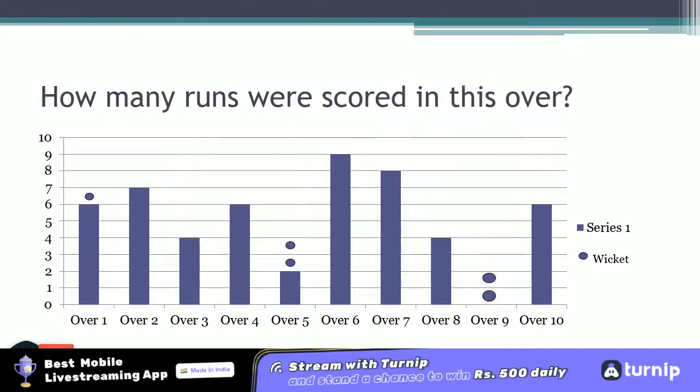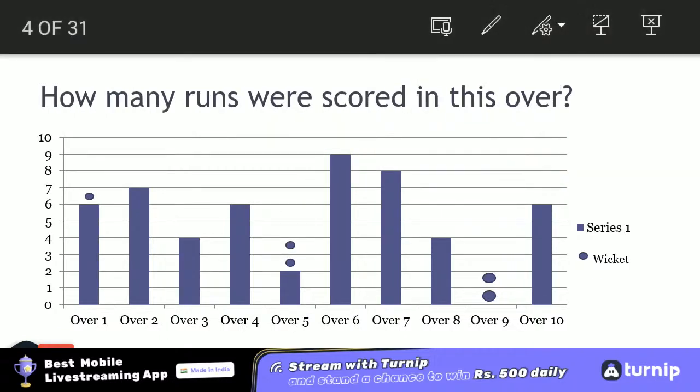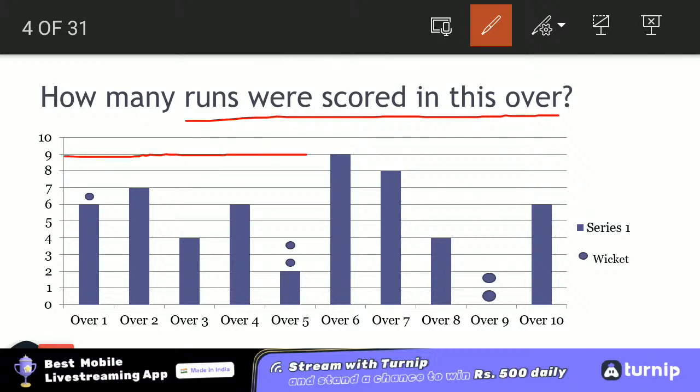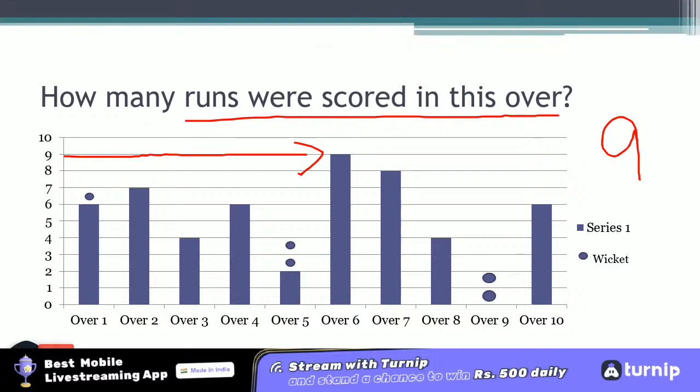Moving ahead to the next question. How many runs were scored in this over? Which over are they talking about? Yes, the one we have asked, over 6. So tell me how many runs were scored in over 6? You need to be specific. How many runs? Yes, it's also simple as it is shown. 9 runs are scored in over 6.